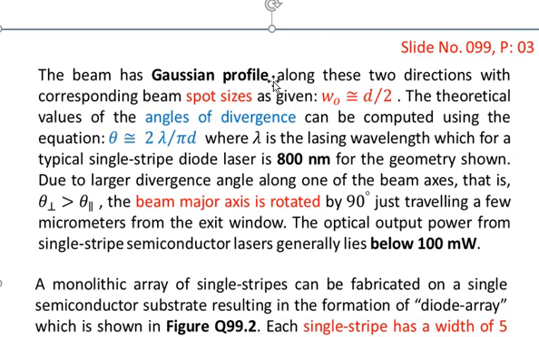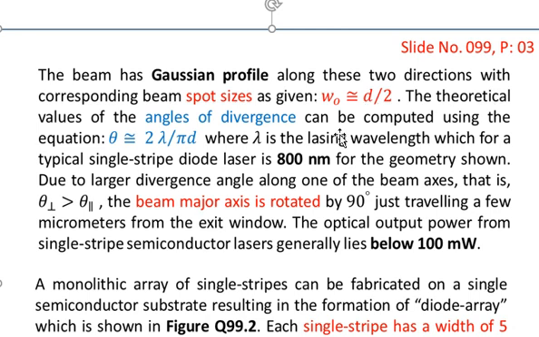The beam has a Gaussian profile along these two directions, with the corresponding spot sizes given by w naught, which is of the order of d by 2, since this w naught is actually the radius of the beam spots along the two directions. So if you want to take the beam spot along the vertical direction, you will use d perpendicular divided by 2. And if you want to measure the beam spot along the horizontal direction, then you will take d parallel divided by 2.